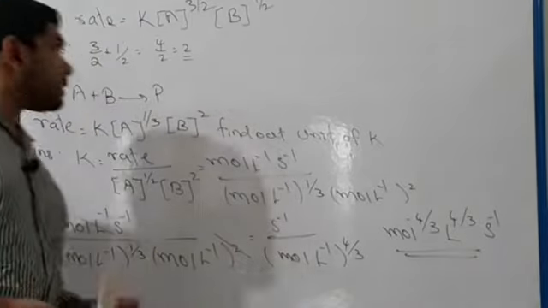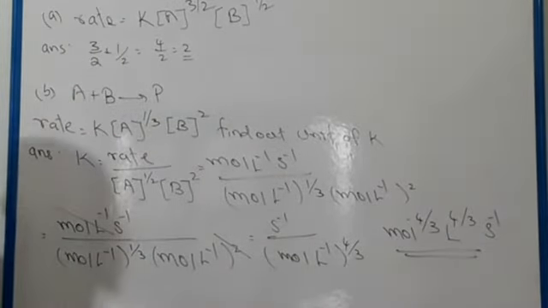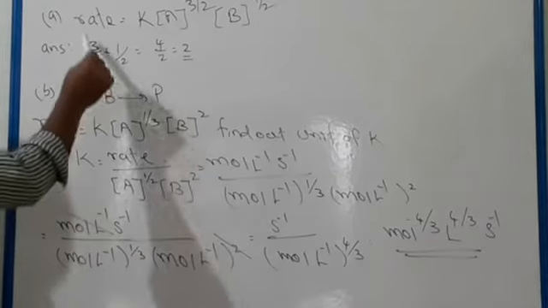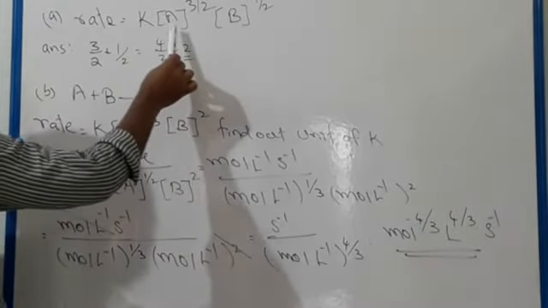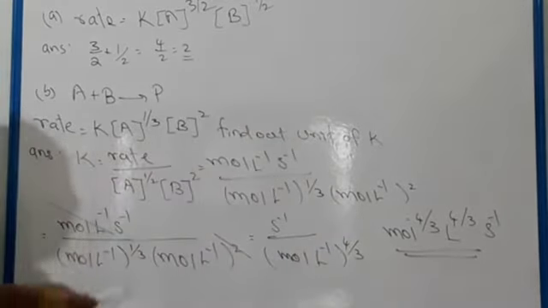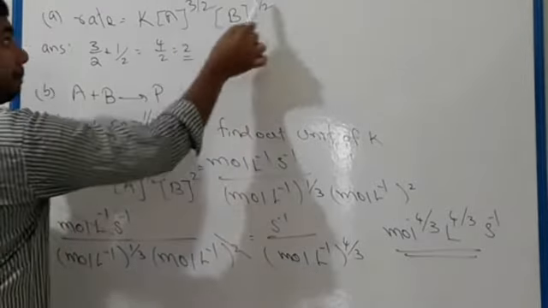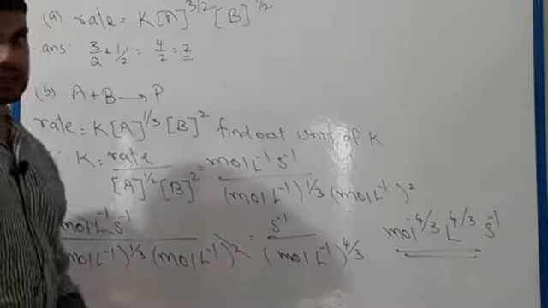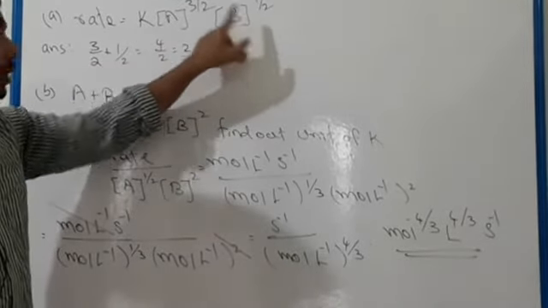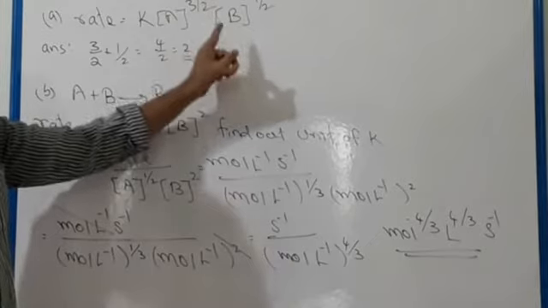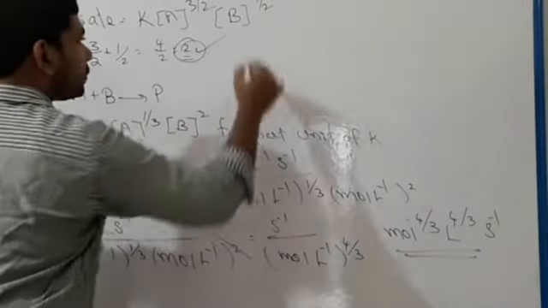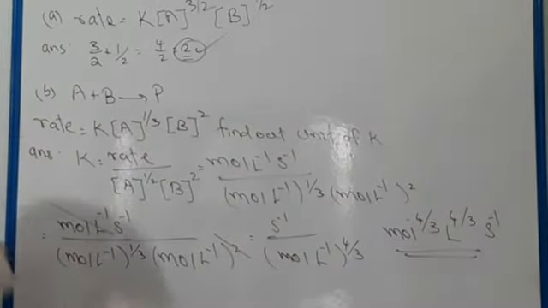Okay, look here, next we have two questions given. First one, calculate the order of reaction. Here rate of reaction is directly proportional to k times concentration of A power 3 by 2, concentration of B power 1 by 2. These are the concentration terms and these are the powers. We have to find the order of reaction. We know how to find it: the sum of powers of the concentration terms, so we add these two powers, 3 by 2 plus 1 by 2. So we get the answer 2. So this is a second order reaction.